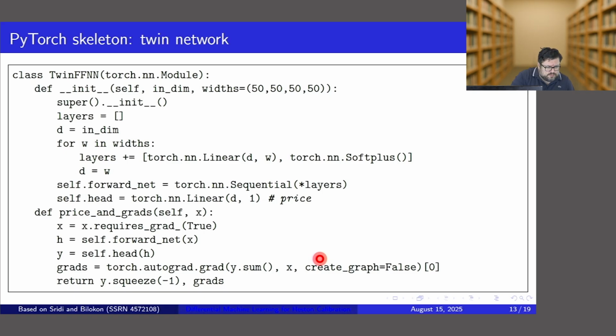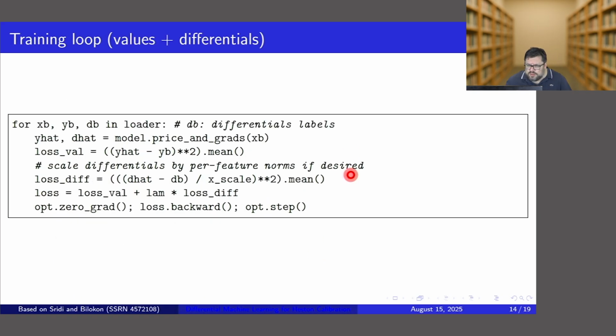So, this is our training loop with value and differential labels. It's straightforward conceptually. For each batch, we load XB, YB, and DB, where DB are the differential labels. We compute Y hat and D hat from the model, compute the mean squared error for prices, and a scaled mean squared error for gradients, and the overall loss is going to be equal to loss_val plus lam times loss_diff.